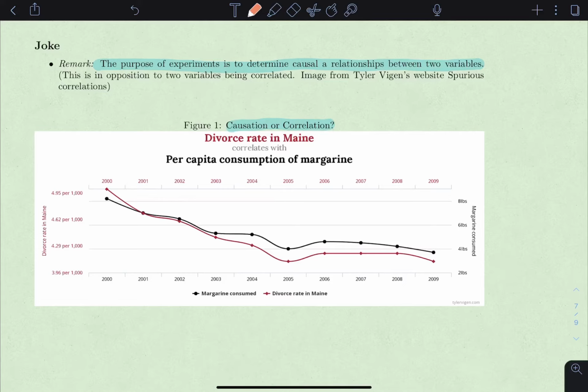So here we have on the vertical the divorce rate in Maine on the left, and margarine consumed over on the right. And you can see as time progresses, especially for these first 6 years, the consumption of margarine goes down, and also the divorce rate goes down. There's this lull and a pickup between 2005 and 2006, and then things flatten out again. So these two variables are definitely correlated.